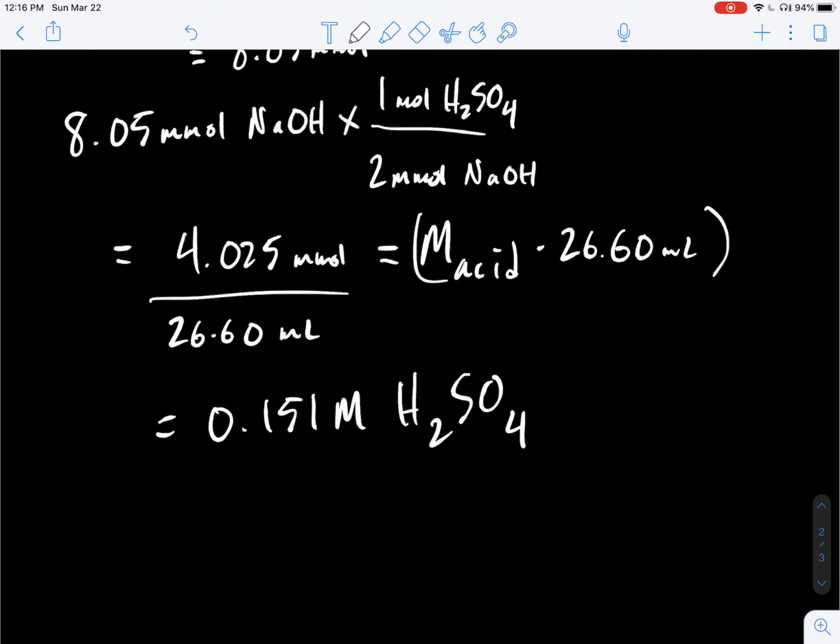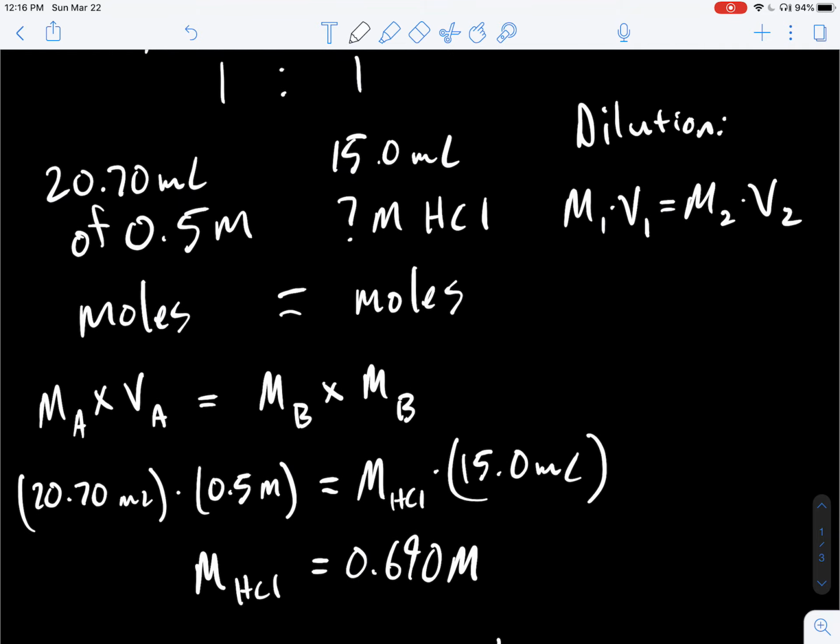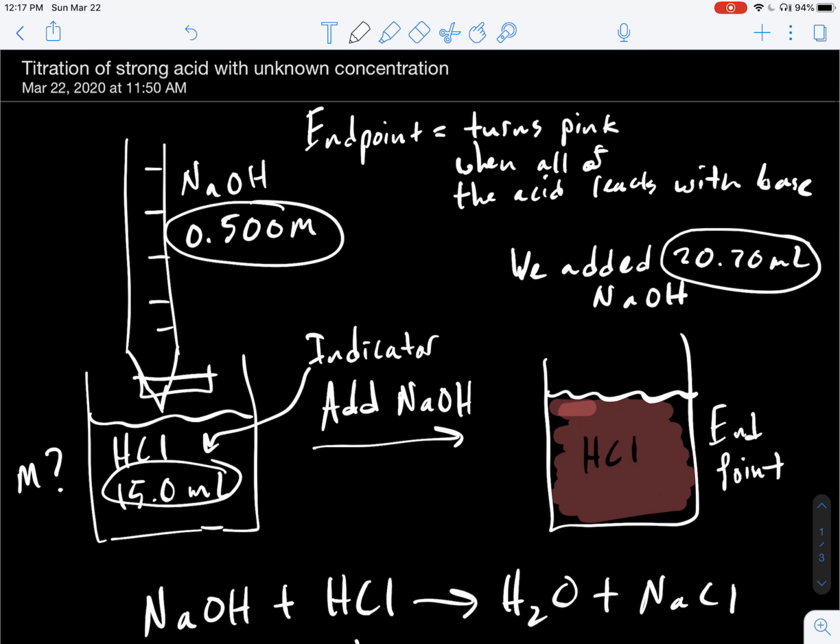Feel free to look up more of these problems. If you just search for titration of strong acid with unknown concentration, for example, something like that, you'll find a bunch of these on the internet. And these examples were from the internet themselves.